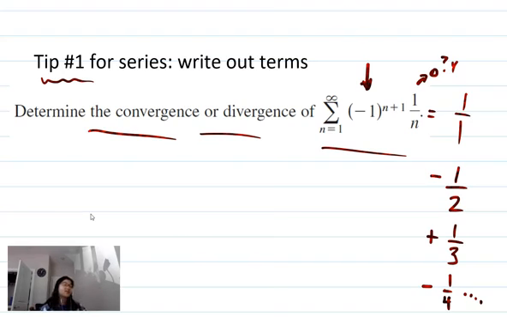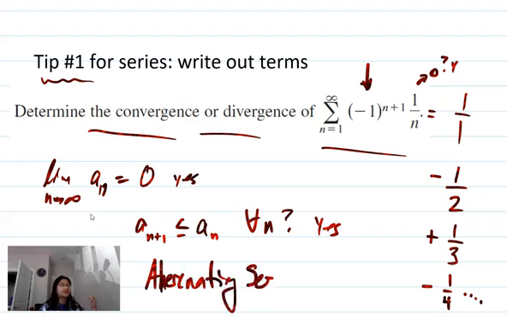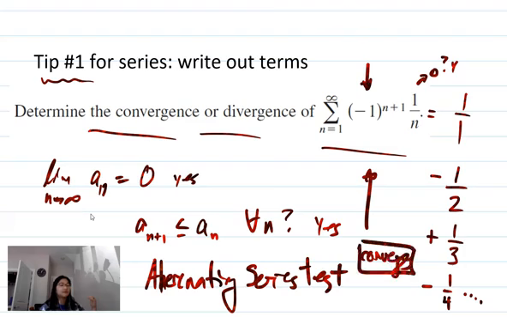So let's use that. The alternating series test looks at: is the limit as n approaches infinity of a sub n equal to 0? Yes. And is a sub n plus 1 less than or equal to a sub n for all n? Yes. So by the alternating series test, this converges. Boom. But writing out the terms, that's the first step that you really should do.